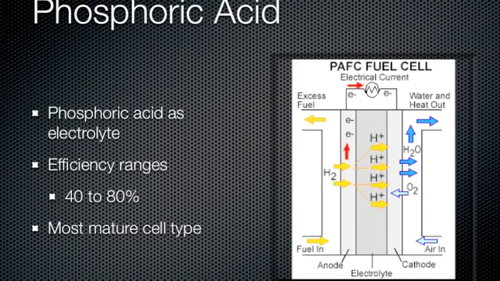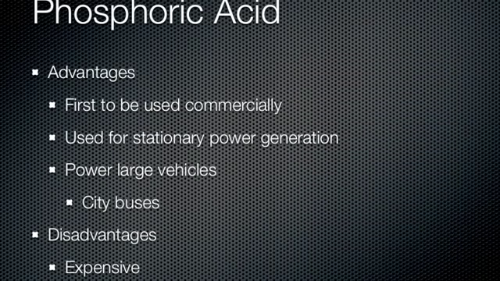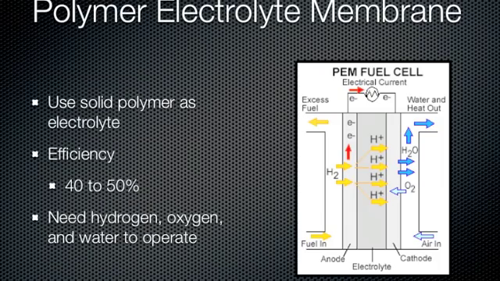The third one is the phosphoric acid. It uses phosphoric acid as its electrolyte. Its efficiency ranges from 40 to 80%, and it's the most mature cell type. Some of the advantages is it was the first to be used commercially, used for stationary power generation, and it's used to power large vehicles, for example, city buses. A disadvantage is that it's expensive.